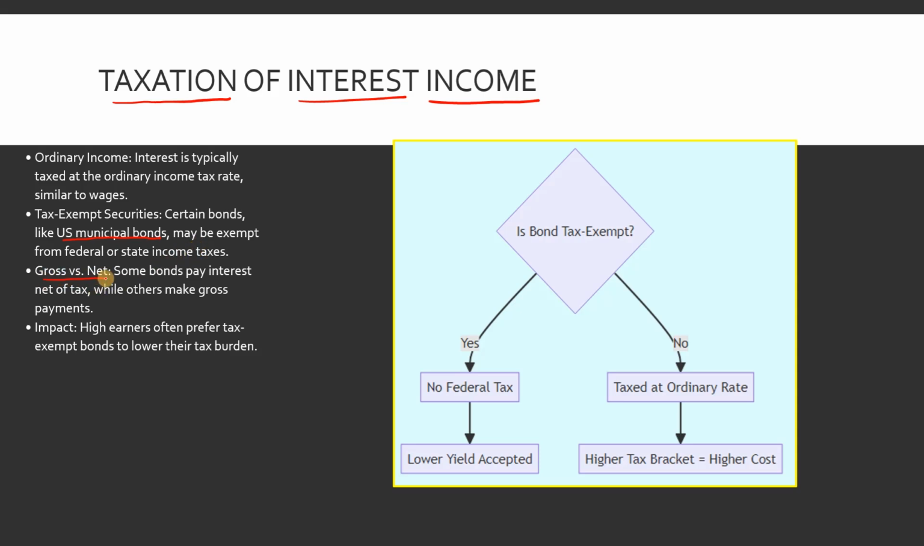High net worth individuals often prefer these tax-exempt securities because, while the nominal yield is lower, the after-tax yield can be much higher than a fully taxable corporate bond. You must always account for your specific tax bracket when comparing these two paths. The slide highlights the difference between ordinary income and tax-exempt securities. The choice between gross versus net payments is a strategic one.